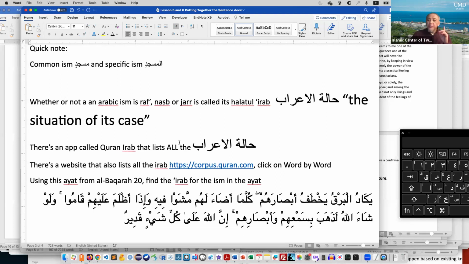Now, if you have an iPhone, or an Android, go ahead and find Quran i'rab. See if you can find it on your phone. Install it. It's free. Okay, Quran i'rab.